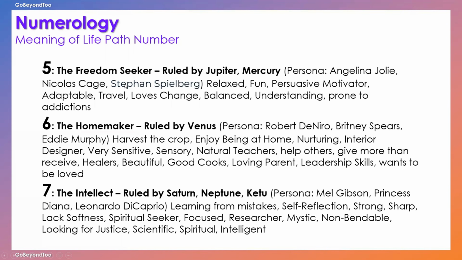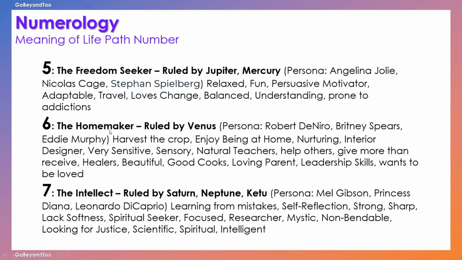Life path number 5, these are the freedom seekers. This is ruled by Jupiter and Mercury. Personas are like Angelina Jolie and Nicolas Cage and Steven Spielberg. These are relaxed people, they're fun, they're persuasive motivators, they're adaptable, they travel a lot, they love to change, the balanced understanding is very good, and then they're prone to addictions.